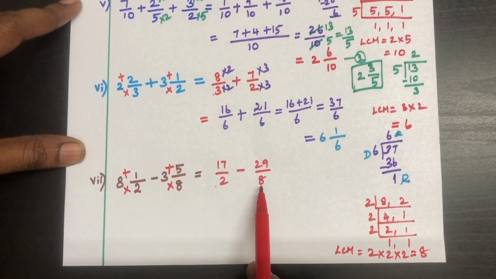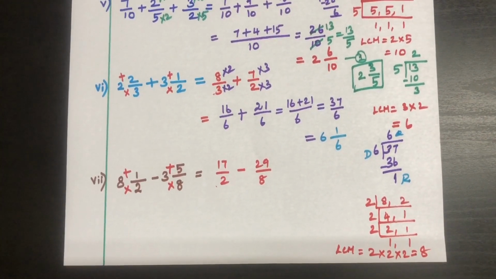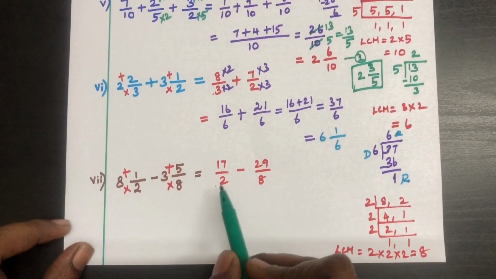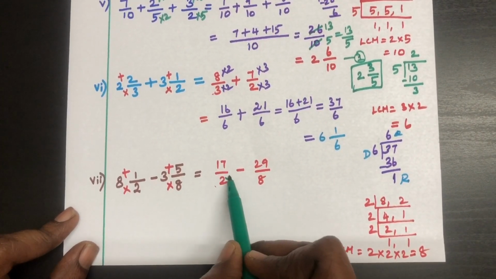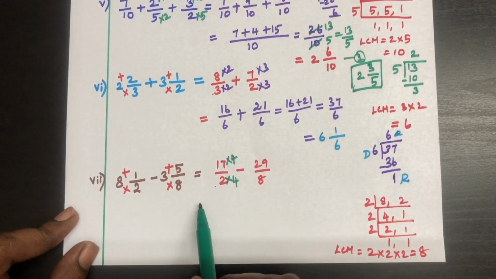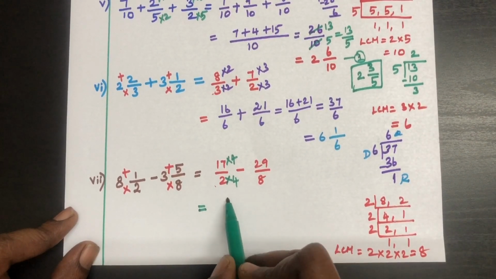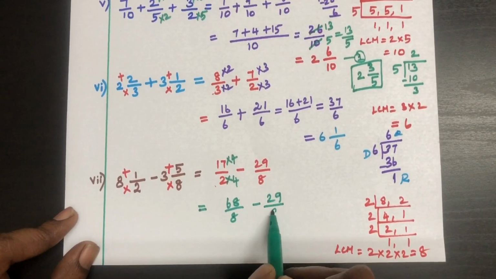In the second fraction we already have 8. So leave it. Now we are going to make the first fraction's denominator 8. How to make this 2 as 8? Multiply it with 4. That's all. So multiply the same thing in the numerator also. Now what is 17 into 4? 17 into 4 is 68 divided by 8 minus 29 by 8.